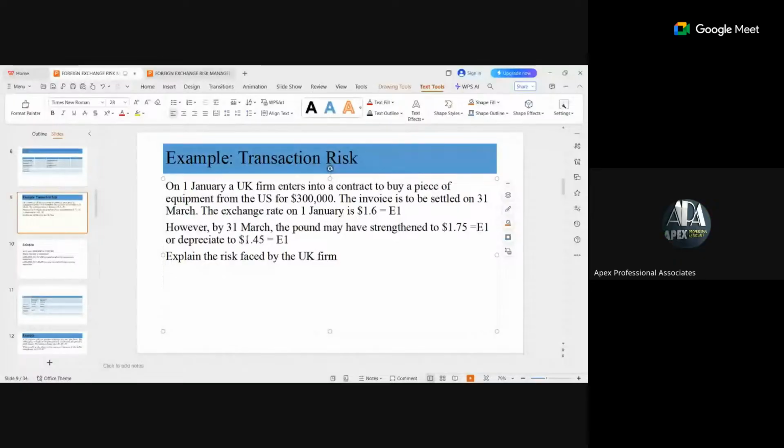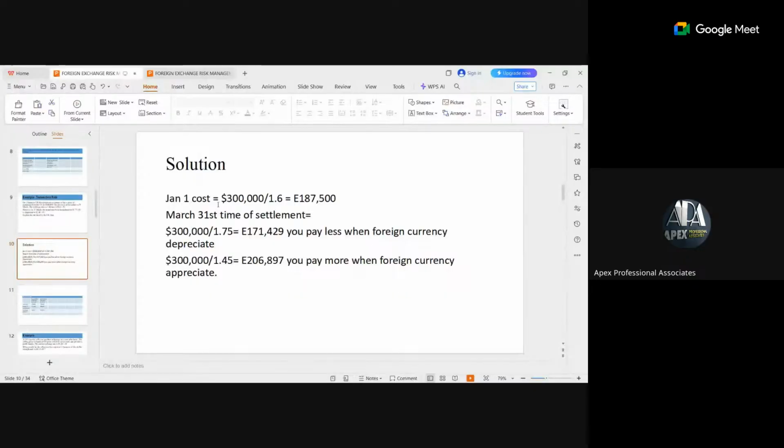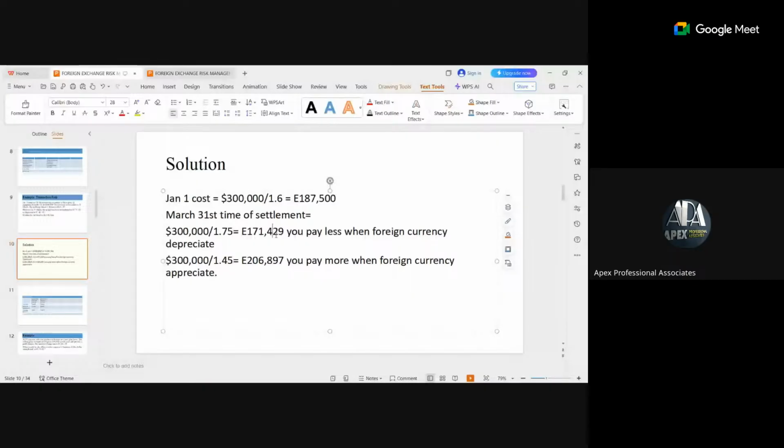All right, thank you. Now, this is it. As at January 1st, the value of $300,000 in pounds is 187,500. As at March 31st, that is the time of settlement, when we have the case of the dollar depreciating in relation to the pound, we have £171,429. So you pay less when foreign currency depreciates.